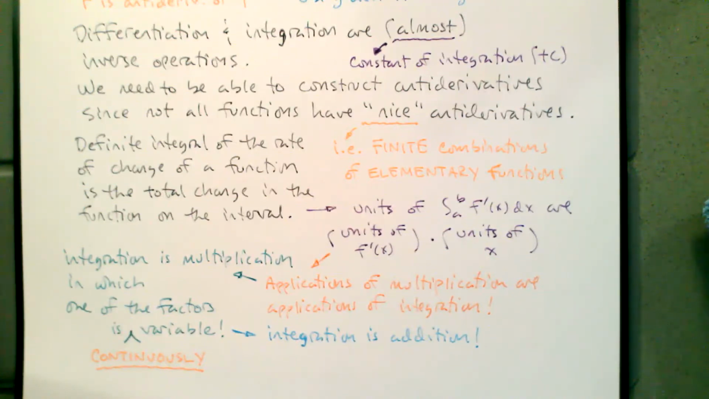Integration is just a generalization of that, where one of the factors, instead of saying 3 times 5, I'm saying f of x is continuously variable, so I integrate one factor with respect to the other. Finally, your arithmetic class has come full circle. It only took like 14 years.